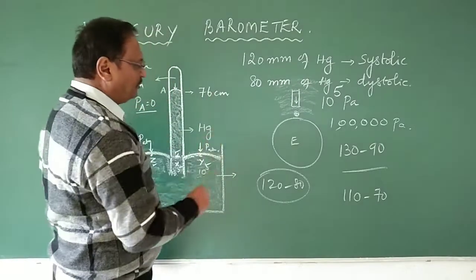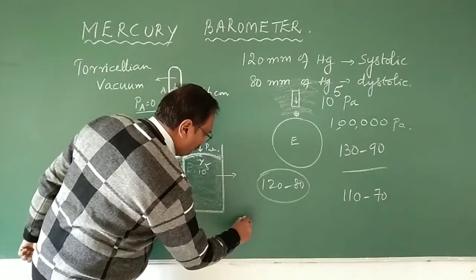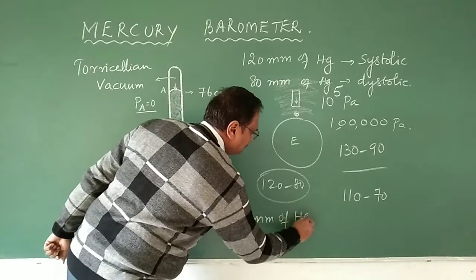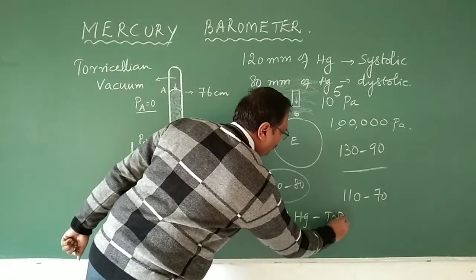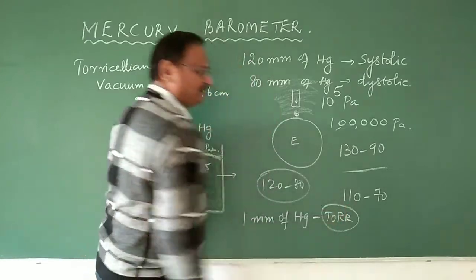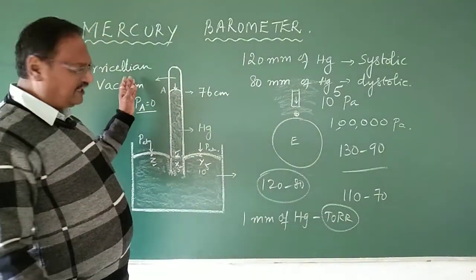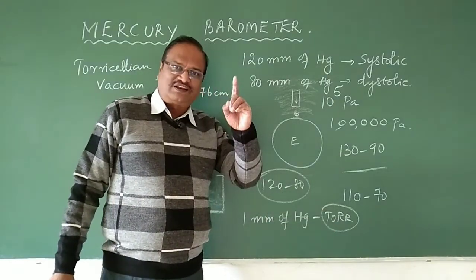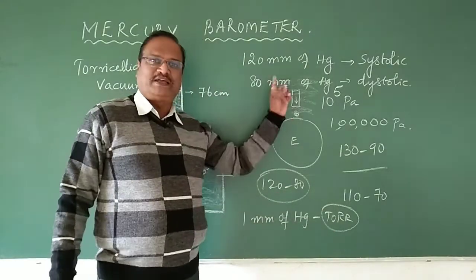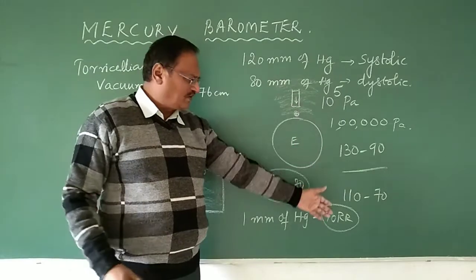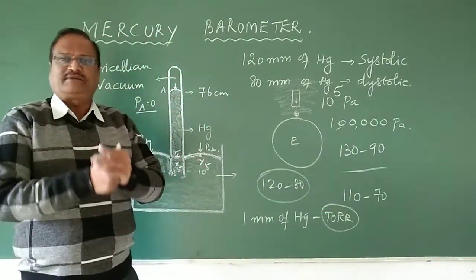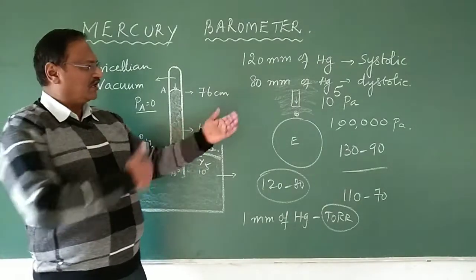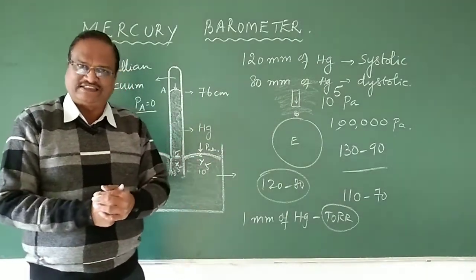I also want to tell you a particular unit. 1 mm of mercury is called a TORR. The word comes from Torricelli, to remember that scientist. What is 1 TORR? That is 1 mm of mercury. That is just another unit you are going to have. Sometimes they will express it in dynes also, right? Newton, dyne. So conversions, you can learn easily.